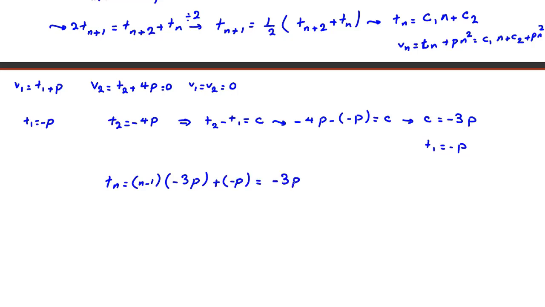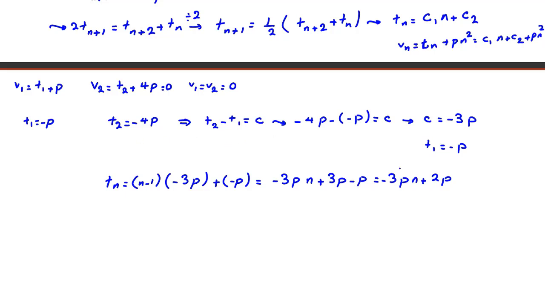So it will be what? Negative 3Pn plus 3P minus P. So it will be negative 3Pn plus 2P. It is what? It is Tn. So let's check. If you replace n with 1, T1 will be negative P. If you replace n with 2, it will be negative 6P plus 2P, negative 4P.